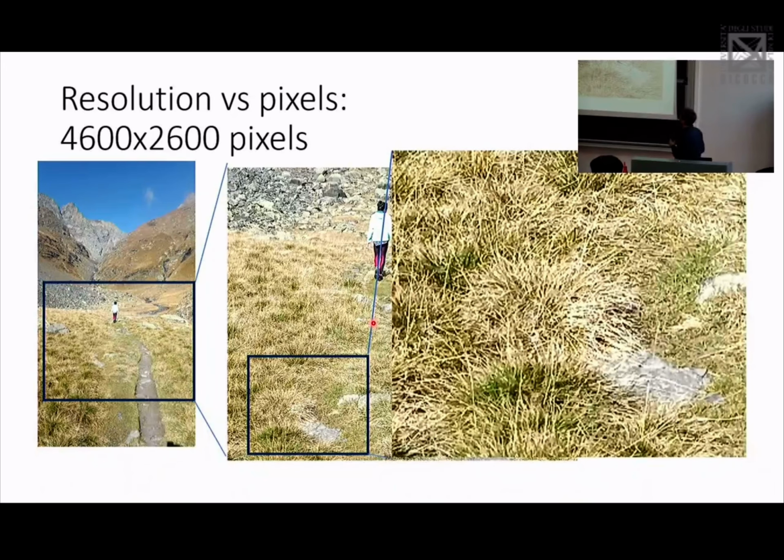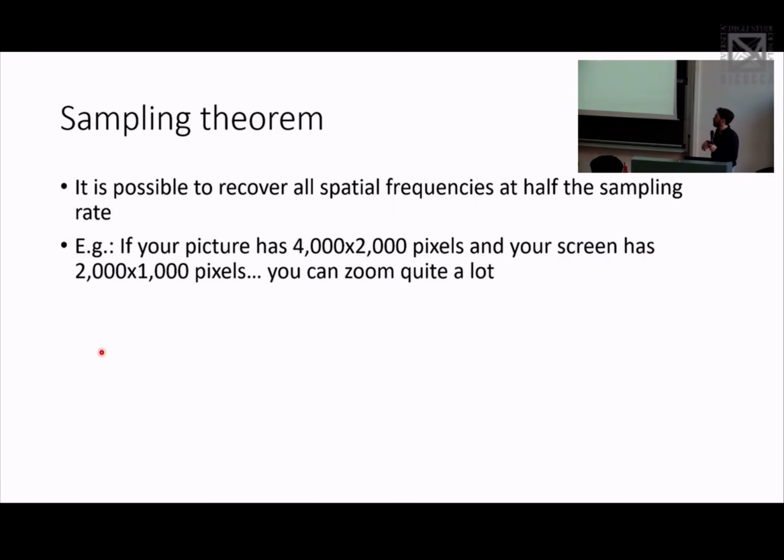And if I zoom in still more, okay, here you can see some digital artifacts, but you can actually spot the individual grass filaments, and if you are taking the whole image, you don't see that. You could easily just take a quarter of the pixels. So just to sum it up, if you have 4,000 pixels and your screen has 2,000 pixels, you can zoom in quite a lot.